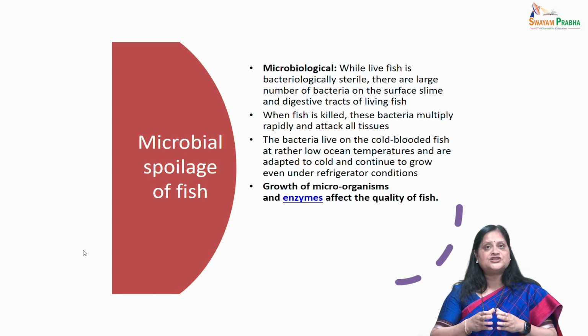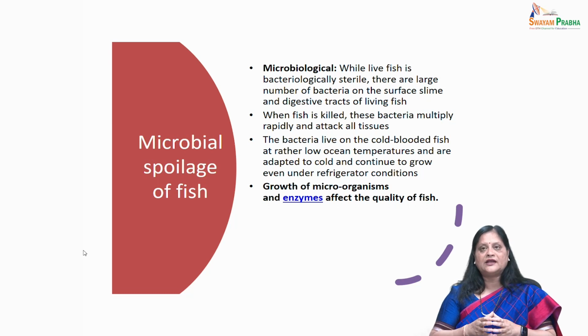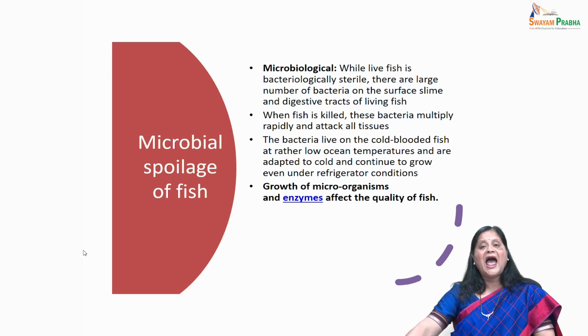While live fish is bacteriologically sterile, there are a large number of bacteria on the surface and digestive tracts of living fish. When fish is killed, these bacteria multiply rapidly and attack all tissues. The bacteria live on the cold-blooded fish at rather low ocean temperatures and are adapted to cold and continue to grow even under refrigerator conditions. Growth of microorganisms and enzymes affects the quality of fish.